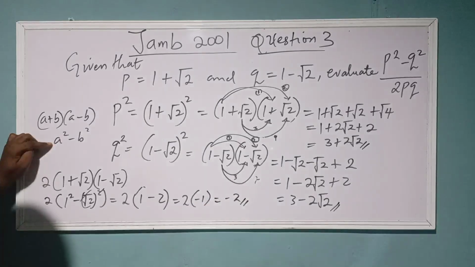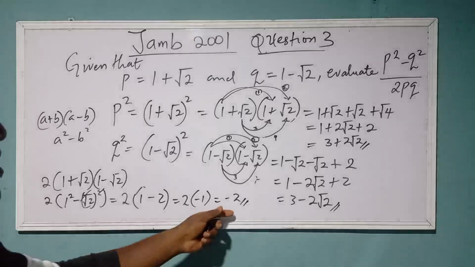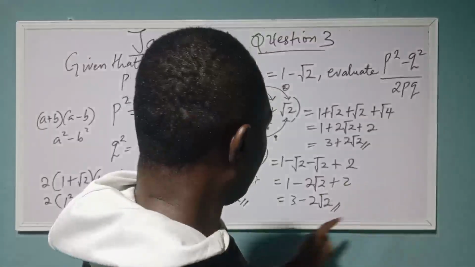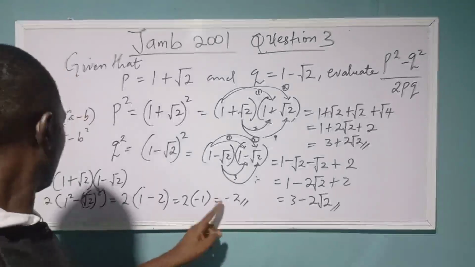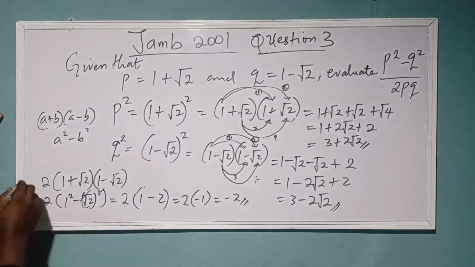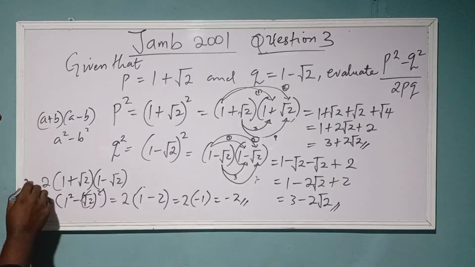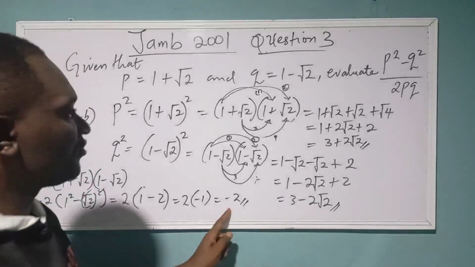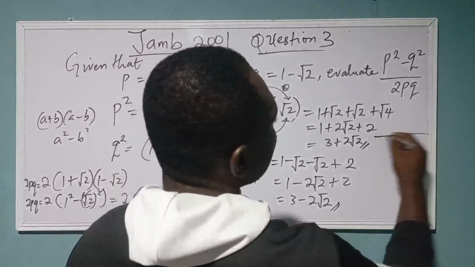So you are going to have 2 minus 1, because 1 minus 2 gives minus 1, and that gives you minus 2. Okay, so we have gotten P square, Q square, and the last part 2PQ. So let me write that 2PQ here. Yes, so this 2PQ will give you minus 2. So let's conclude it at this point.